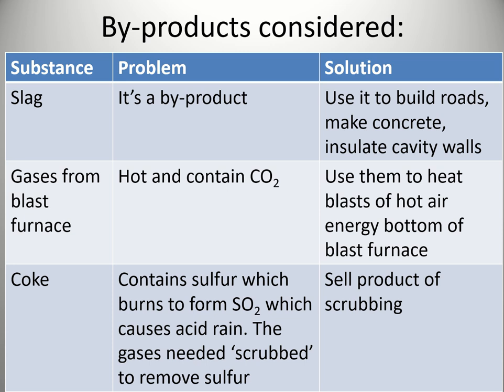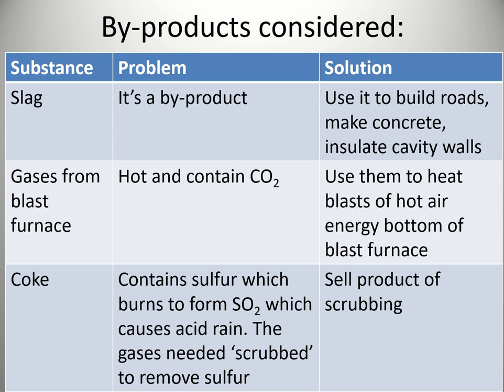the better. Coke then, which is the slightly impure form of carbon, which is used as the reducing agent, or to form the reducing agent in the blast furnace. One of the impurities in that is sulfur. Unfortunately, whenever you burn coke in the blast furnace, when it gets very hot, it produces sulfur dioxide.